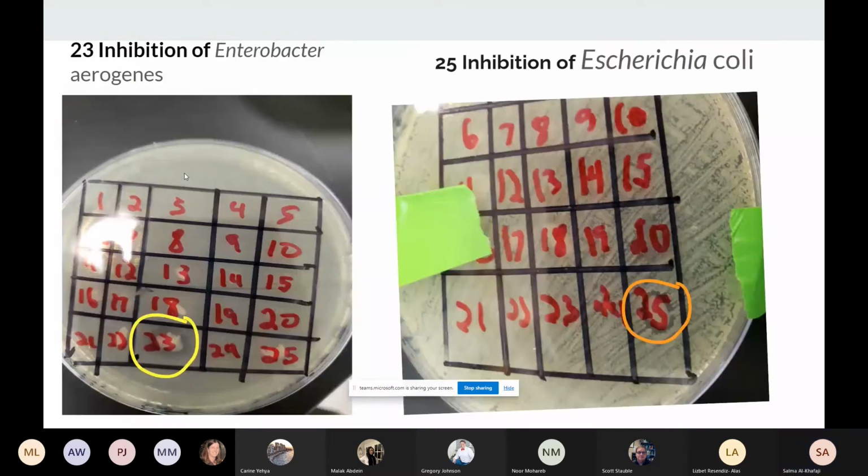And so here's a picture of 23 showing an inhibition of Enterobacter aerogenes. So you can probably see the inhibition zone a little bit. And then for 25, it inhibited E. coli, and you can see it has a stronger zone of inhibition.